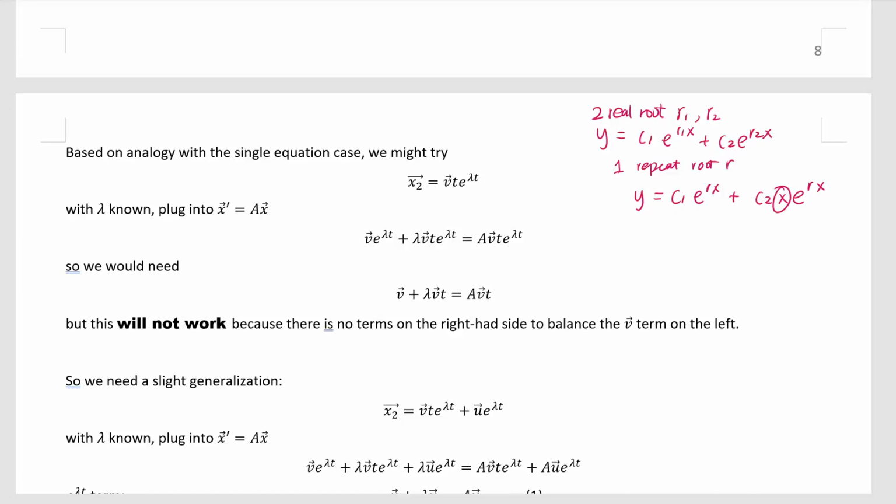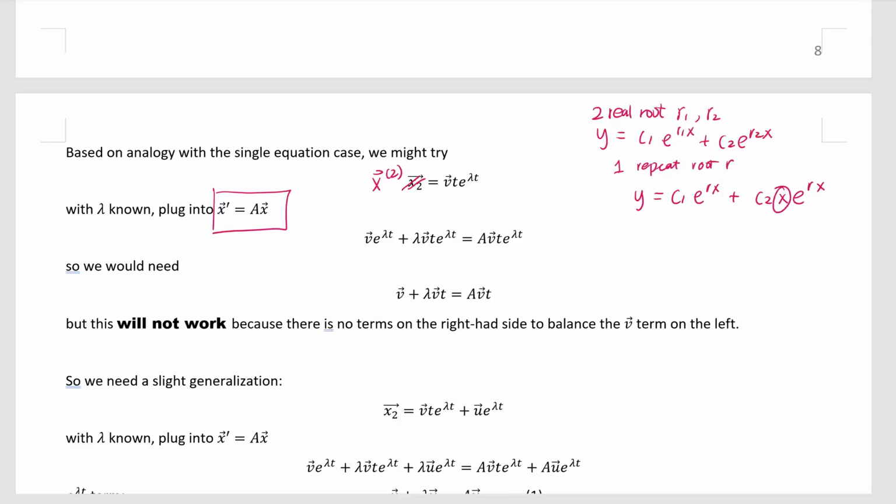So based on the analogy with the single equation case, we try the second solution. Sorry, abuse of notation. Maybe I should put my notation to be x2, so that denotes the second solution. Maybe we can try to multiply the first solution by t to get the second solution, because we do that in the single equation case, right? So let's try that. Let's plug into this differential equation.